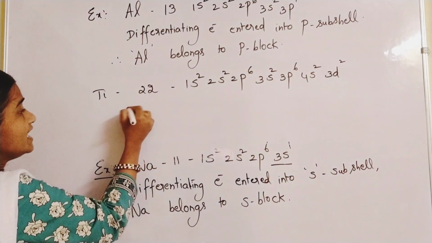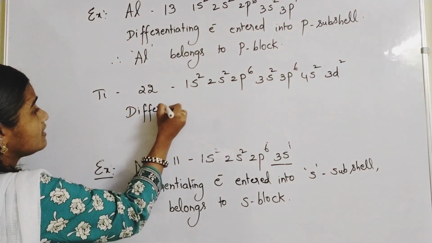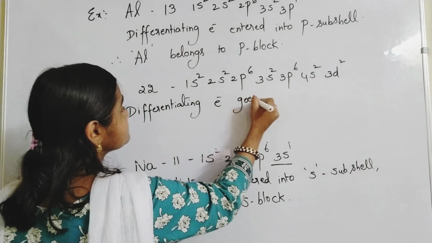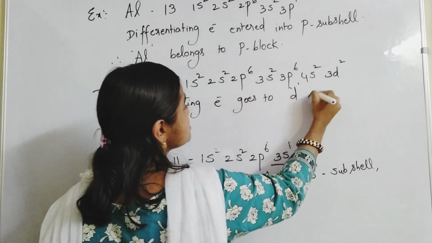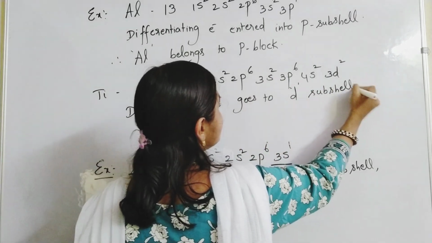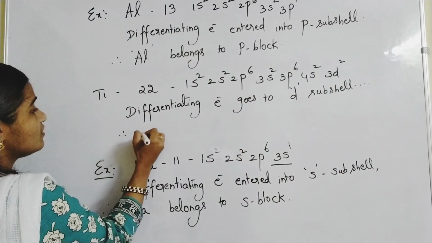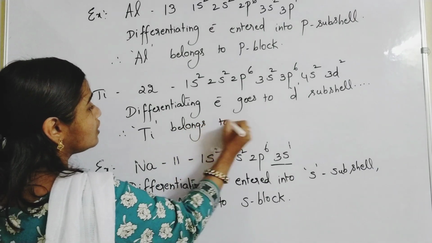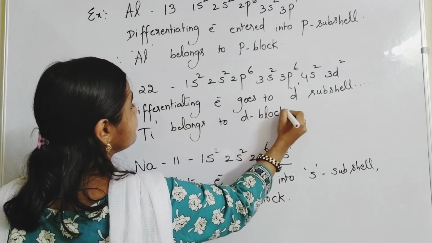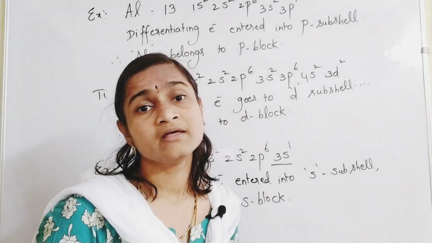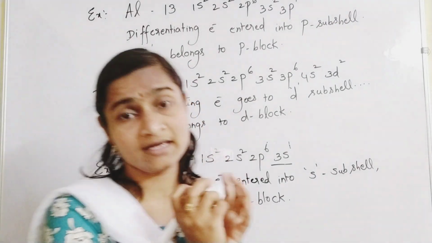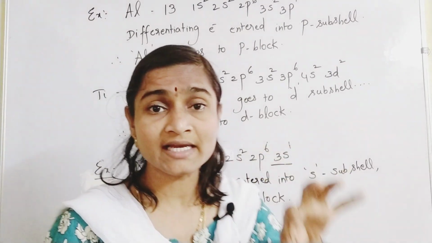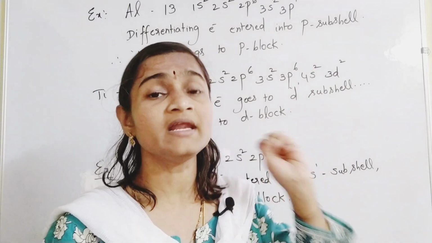Here the differentiating electron goes to the d subshell. That's why titanium belongs to the d block. So based on the differentiating electron, that is, into which orbital the last electron is entering, an element belongs to that particular block.